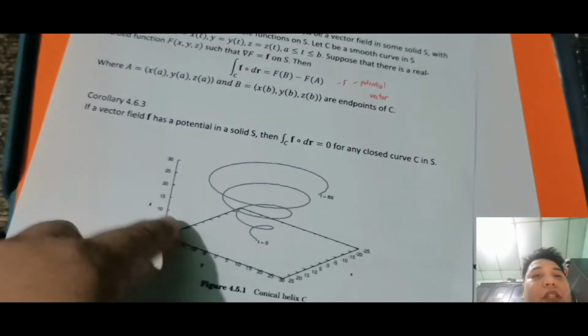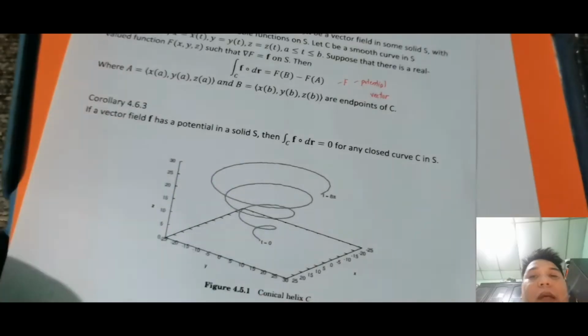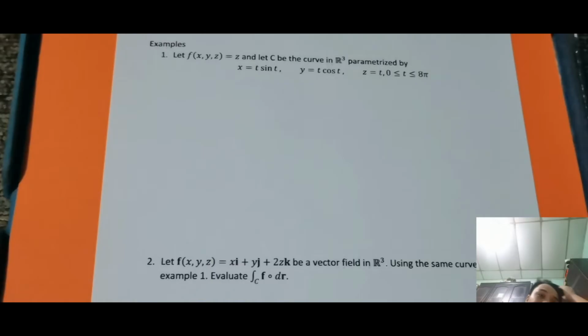So, na-parameterize siya using t. So, ito yung parameterization na given, yung t sin t, y is equal to t cosine t, and z is equal to t. Yun yung parameterization ng ating conical helix whenever t is in between 0 and 8 pi. Okay, so kung napansin mo naman, ilang revolution? 1, 2, 3, 4, tama, 4 revolutions siya pagdating dun sa ganyan.